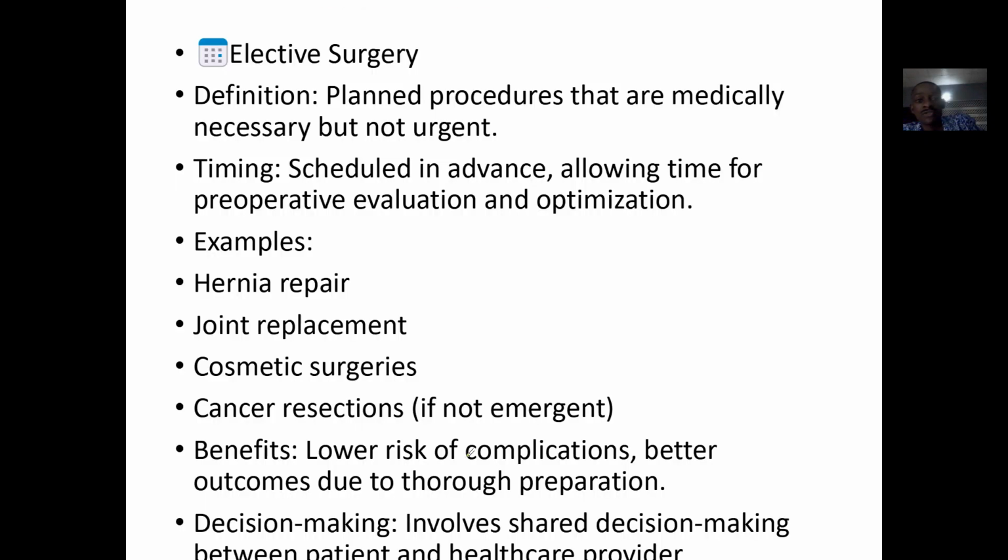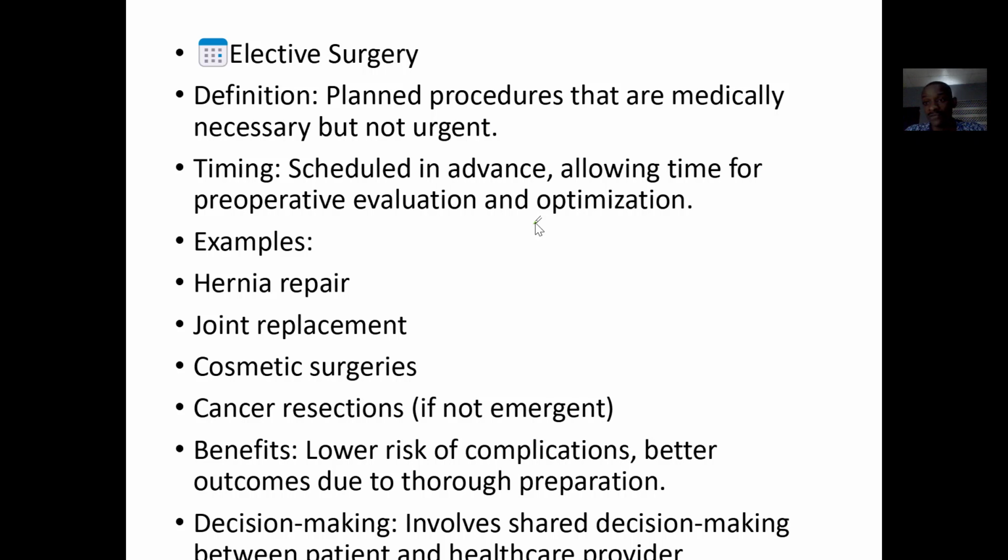Elective surgery now is a type that is planned. They are medically necessary but not urgent. They might even plan you an elective surgery. In our hospital, you see they're planning patients' surgeries two months ahead, three months ahead. You understand, that kind of thing. So it's scheduled in advance, and it allows time for preparation.